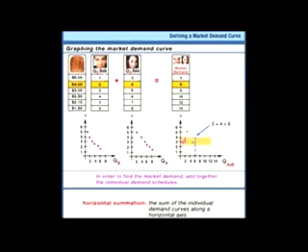I could keep doing this horizontal sum. At each price, find the quantity that Bob wants, add it to the quantity that Ann wants to get the market quantity.